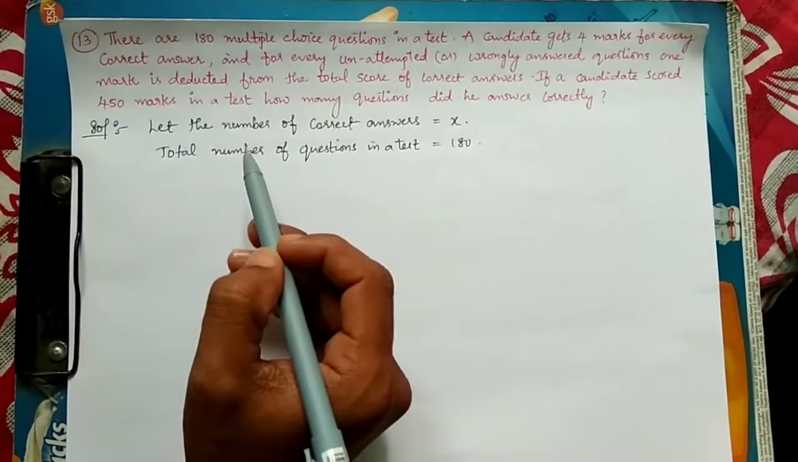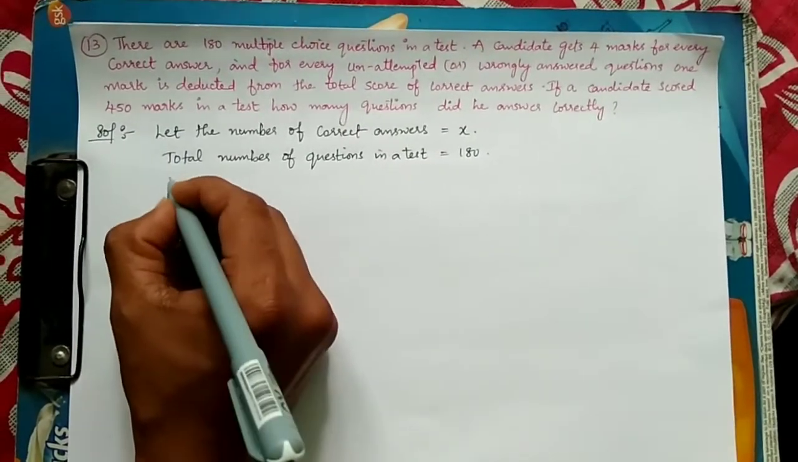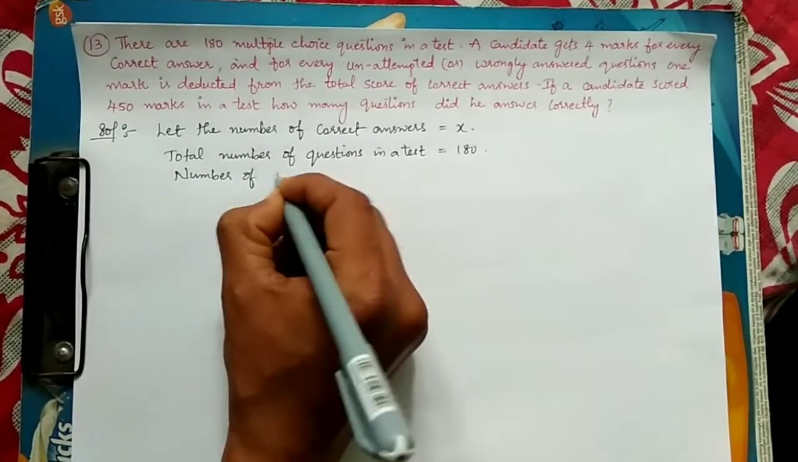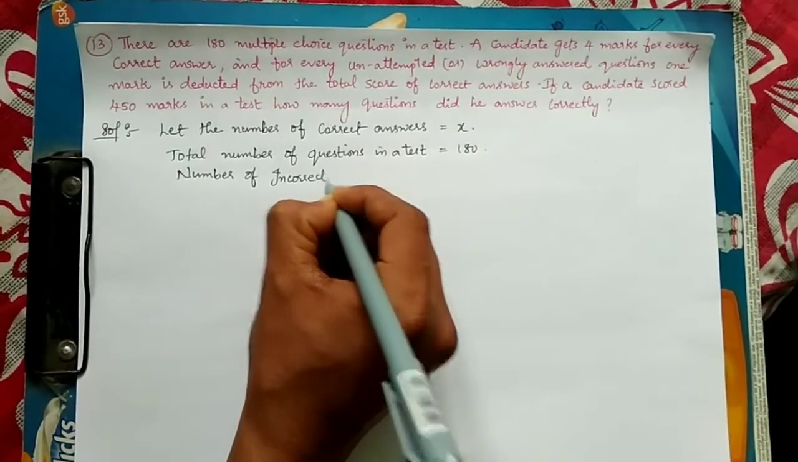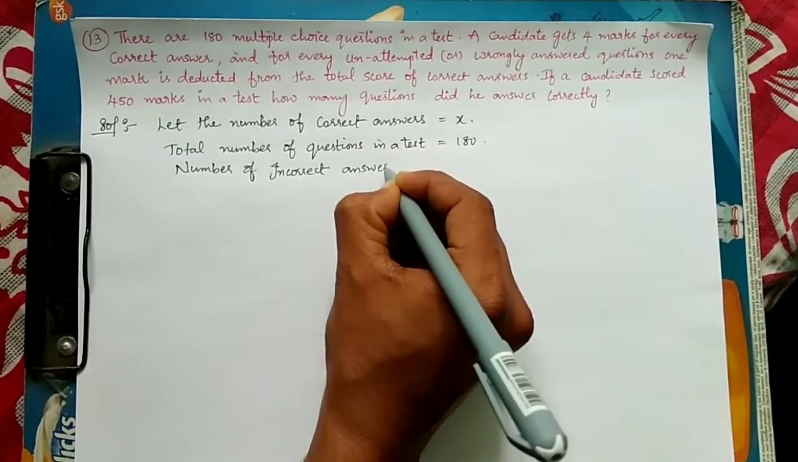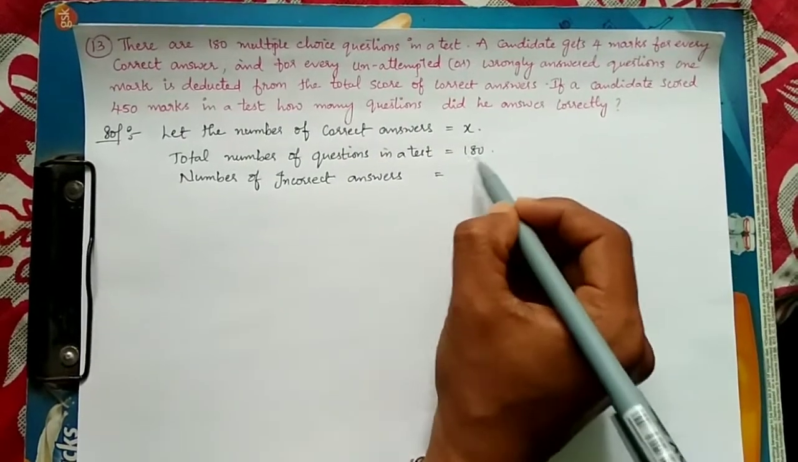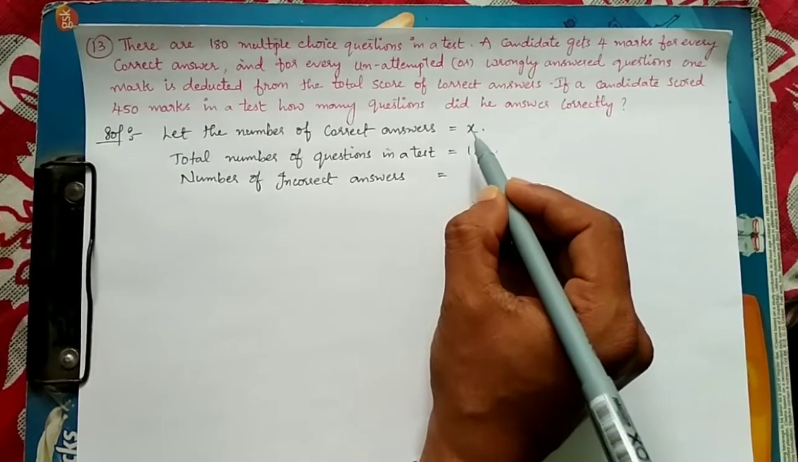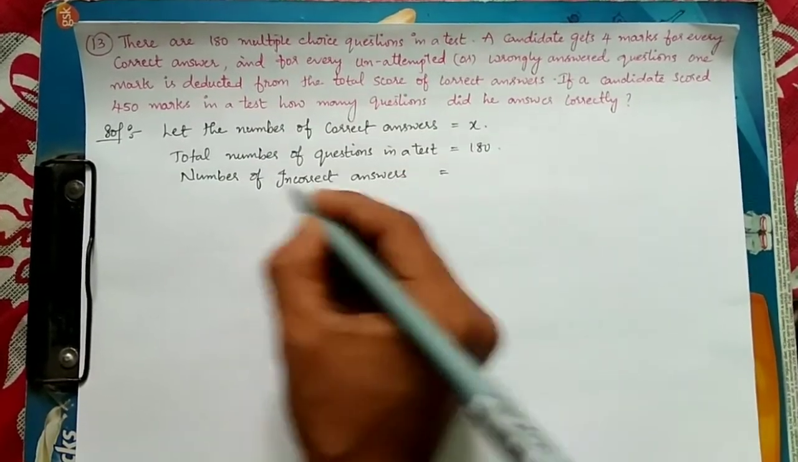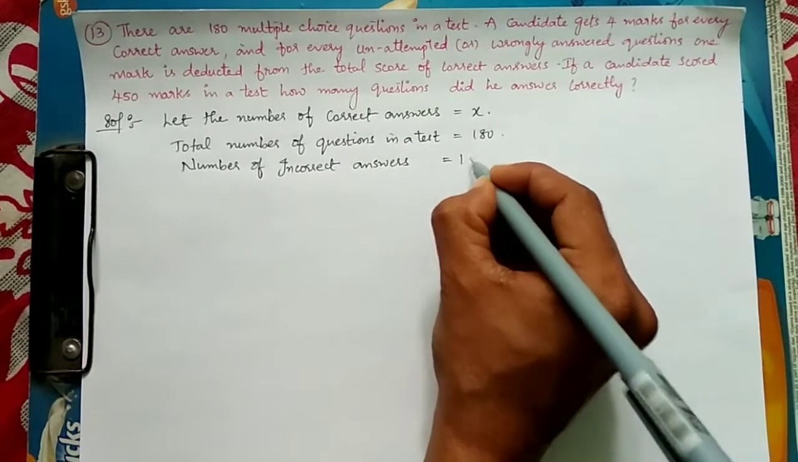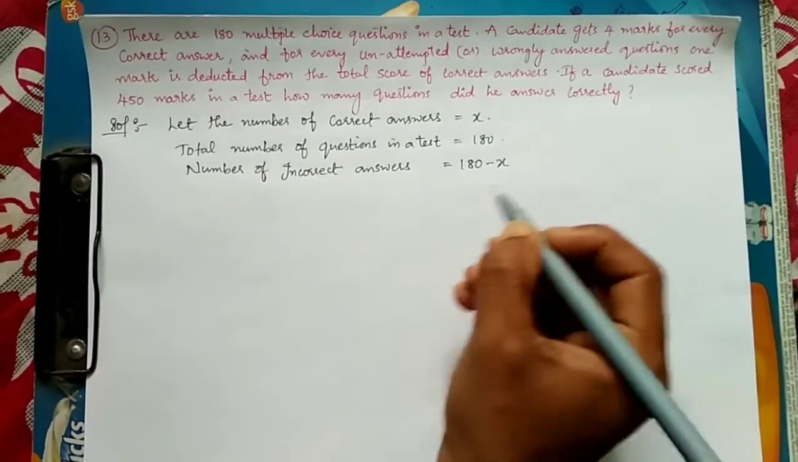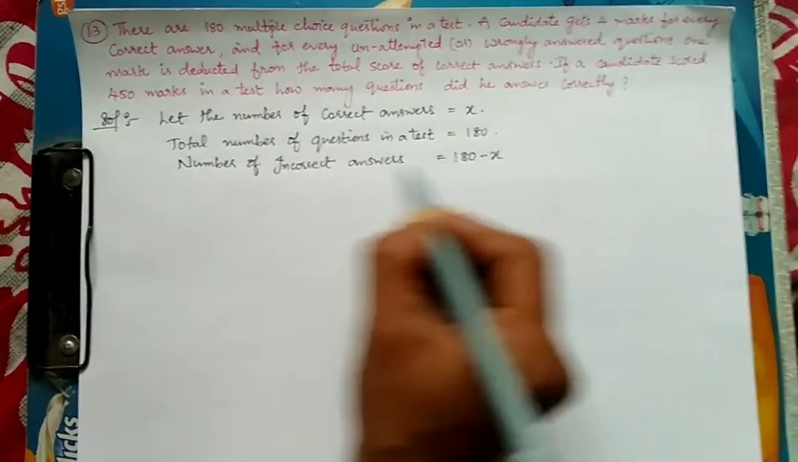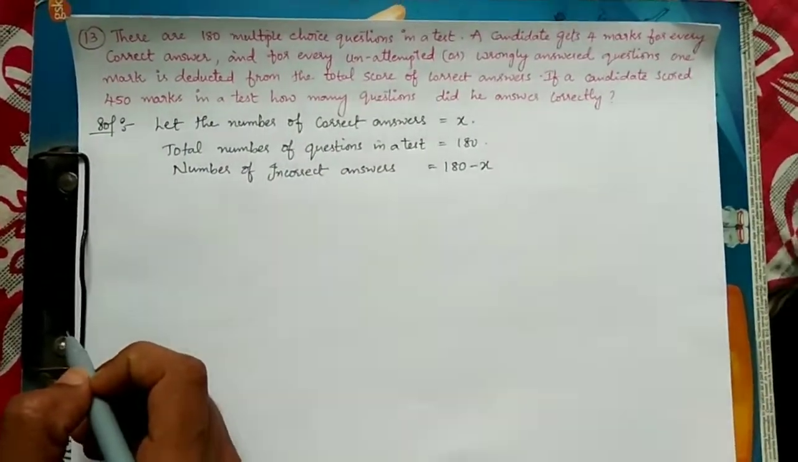Can we find the number of incorrect answers from this? Yes. So number of incorrect answers is equal to, total number of questions is 180. In that I have written x as the number of correct answers. Now if I subtract x from 180, we get the total number of incorrect answers, that is 180 minus x. That means total number of questions minus number of correct answers gives the number of incorrect answers.